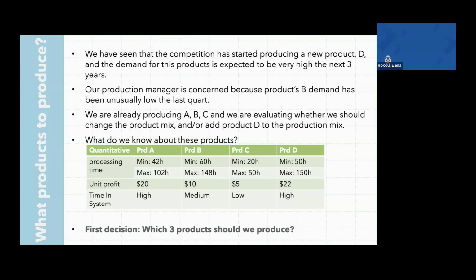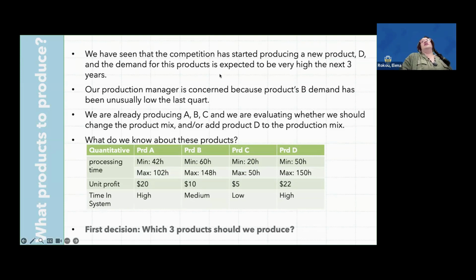What do we know about these products? This is information that I received by running my optimization and simulation models. I know the processing time for each of them. I know the per unit profit and the time in the system. How long does it take from the moment that the parts arrive until the product is ready to be shipped? For example, you see that I have a high time in system for product A, while for product C, I have a very low time in system. It's very easy and fast to produce.